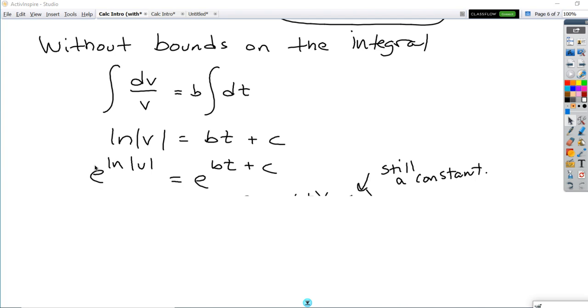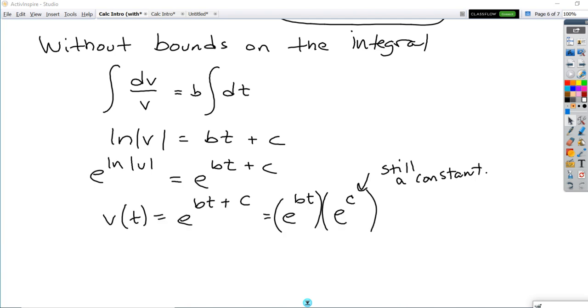Then to solve for v, you use the same natural exponential trick, and now you get that v equals e to the bt plus c. Now the plus c is on top. If you want the plus c to be something that is, let's say, on the bottom, you could separate the two terms in the exponent by multiplying two base e terms. So I have e to the bt times e to the c. That's the same thing as this. And now e to the c is just a number.